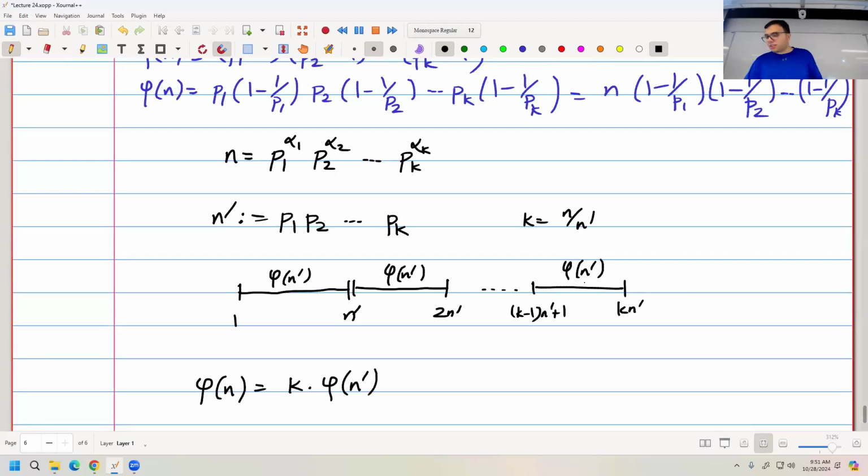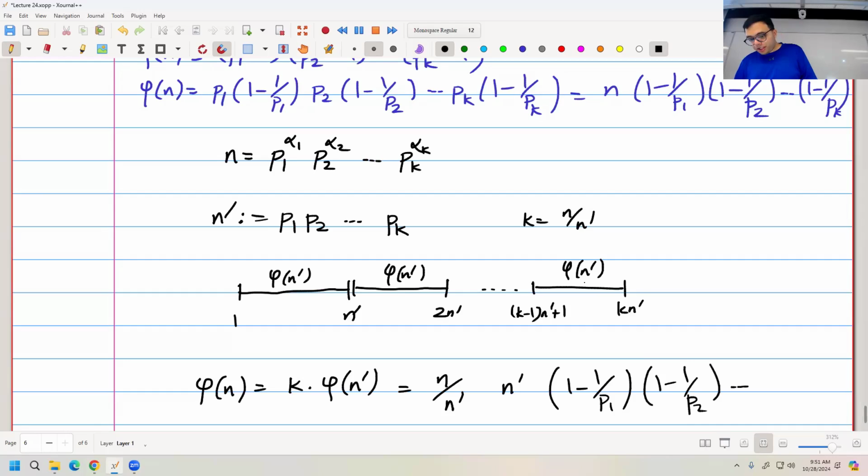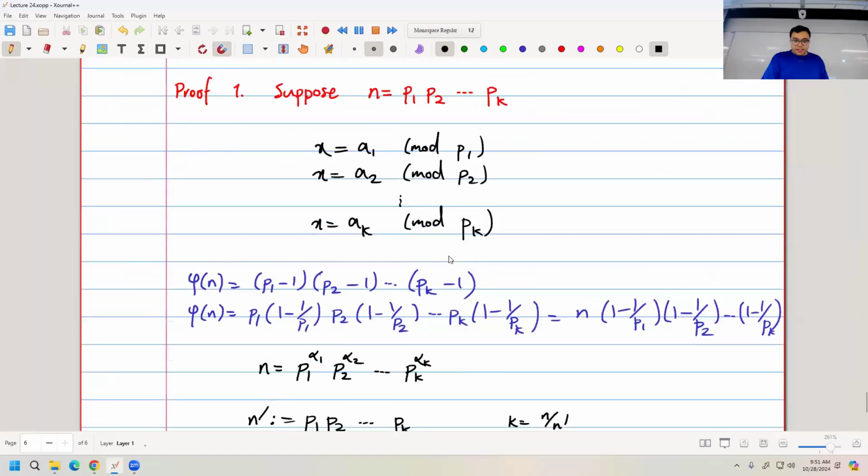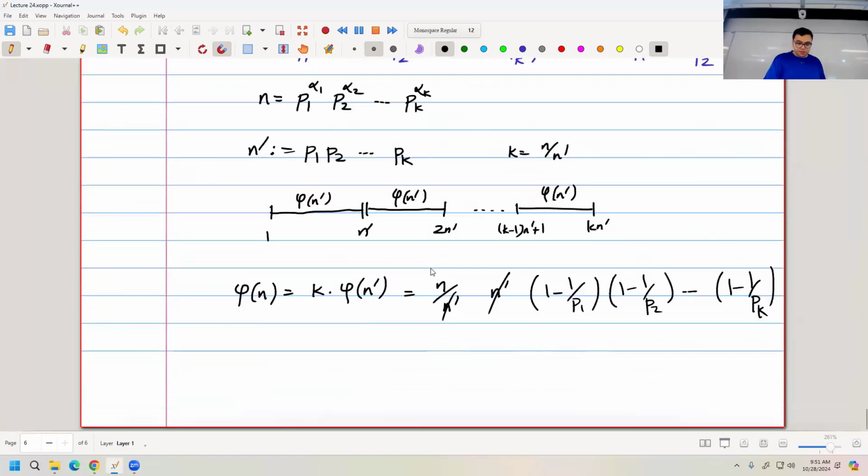So I just proved that phi of n is k times phi of n prime. And what was k? k was just n over n prime. And what was phi of n prime? It was n prime times 1 minus 1 over p1, 1 minus 1 over p2, so on to 1 minus 1 over pk. So this cancels with this, and I get exactly what I wanted. Great. So this was our first proof.